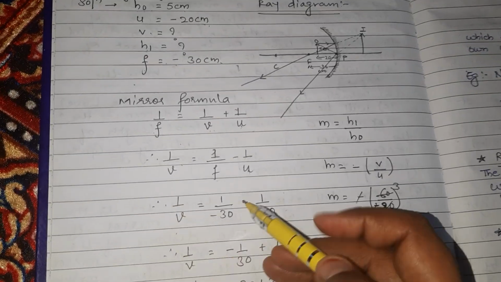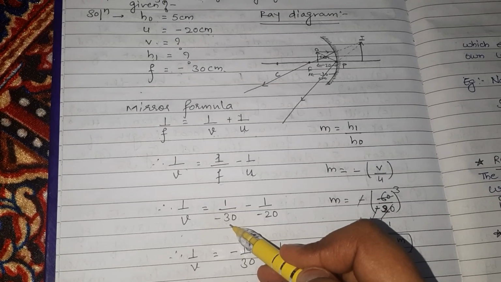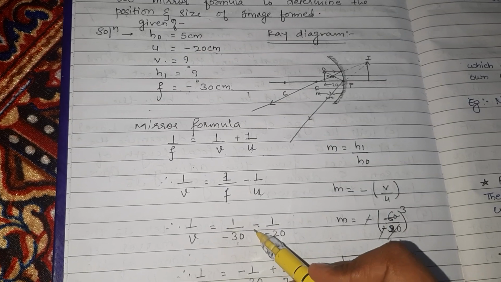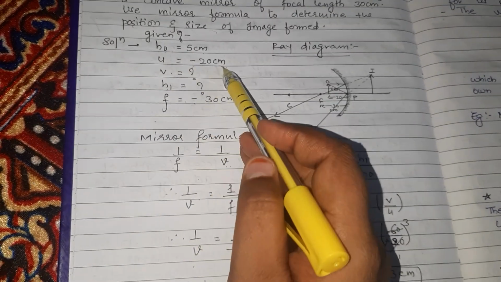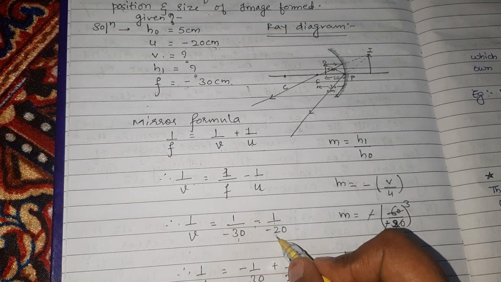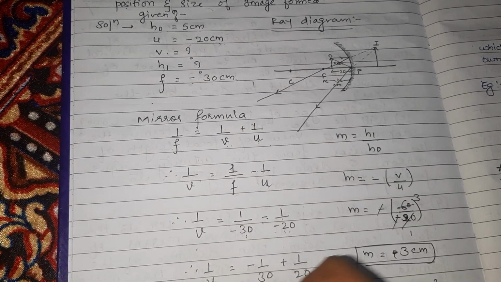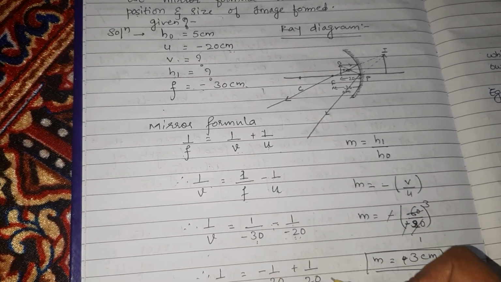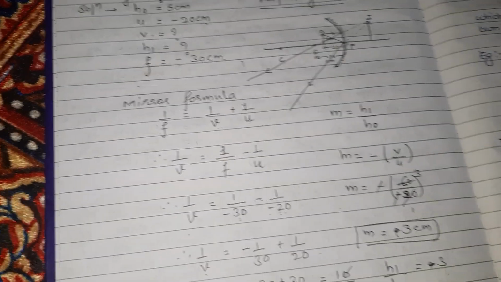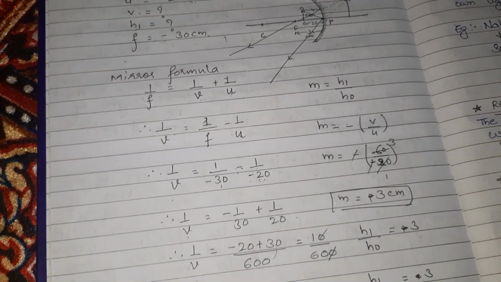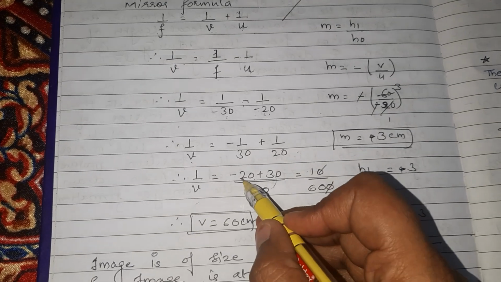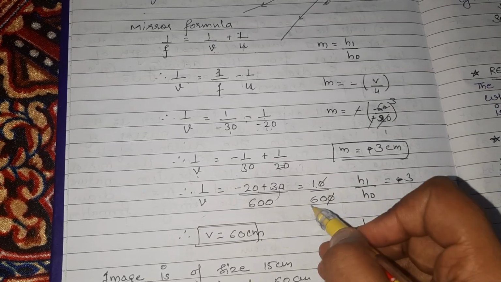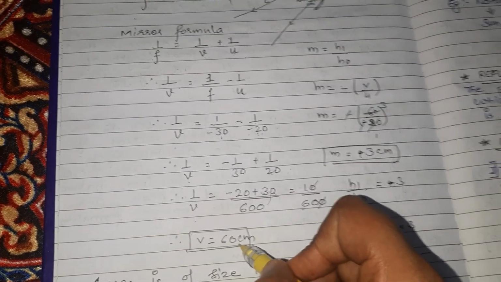Right? 1 by v is equal to, what is the value of focal length? Minus 30 centimeters, so put minus 30, minus, upon minus 20, the object distance, sorry, minus 20. So 1 upon v is equal to minus 30 minus minus, plus 20. If you solve further, what you will get? v is equal to 60 centimeter. See, minus 20 plus 30 is 10, upon cross multiplying these both the terms, 600. So v is equal to 60.